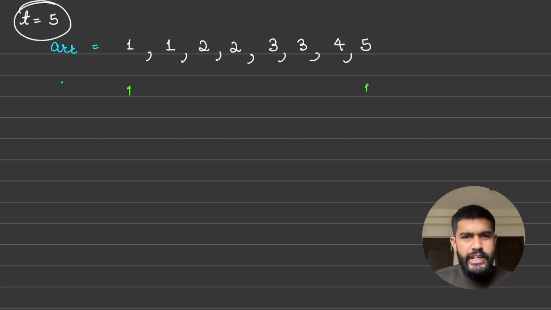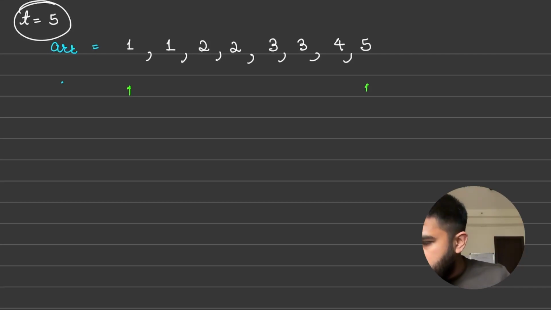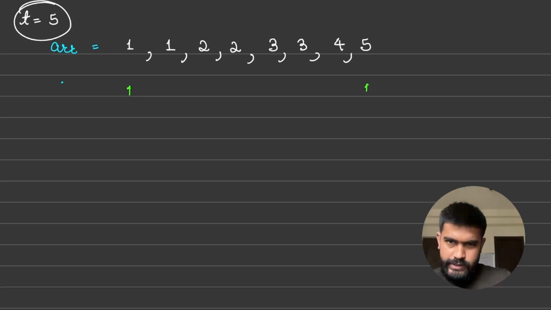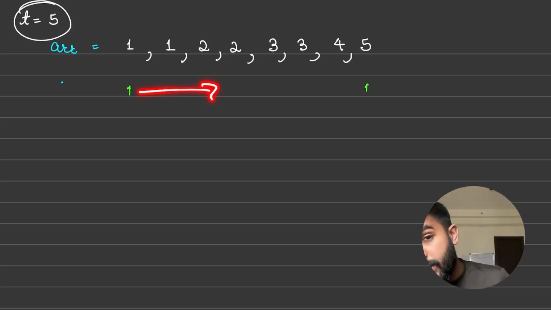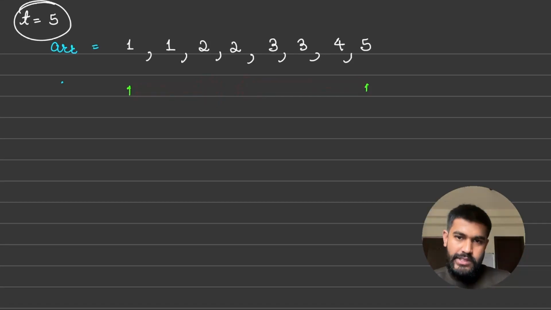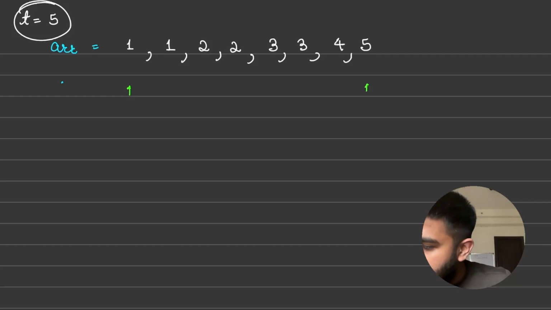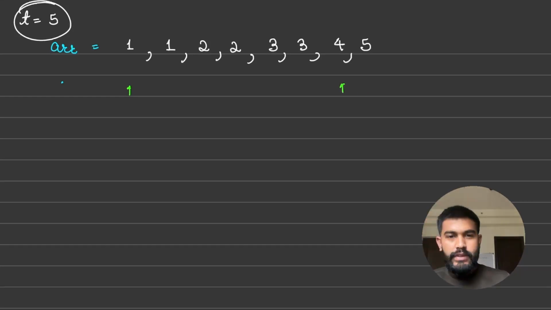And this is a sorted array. So 1 plus 5 is equal to 6. So what can I do? If I move this pointer this side, the sum would increase. If I move this pointer to this side, the sum would decrease. So let's see. Now I come here. Now 1 plus 4 is equal to 5.